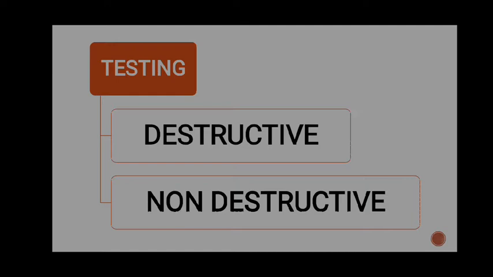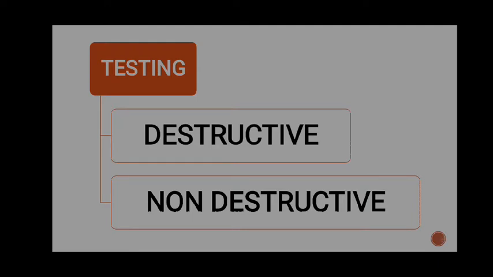In destructive technique methods, we are using to find out the tensile strength, compressive strength, impact strength, etc. In this testing method, certain load is applied to the specimen or workpiece, which physically damages it. So by using this test, we cannot use the specimen anymore.